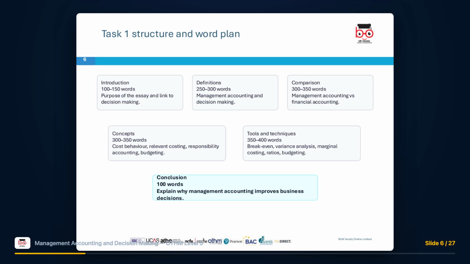The concepts, such as cost behavior, relevant costing, responsibility accounting, and budgeting. The tools and techniques, like break-even, variance analysis, marginal costing, ratios, and budgeting. And a conclusion on why management accounting improves business decisions.